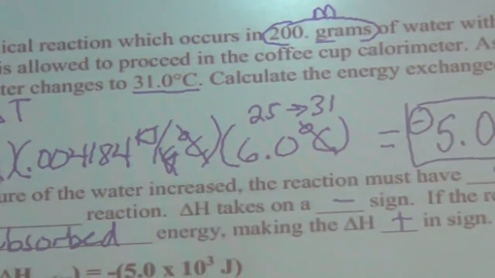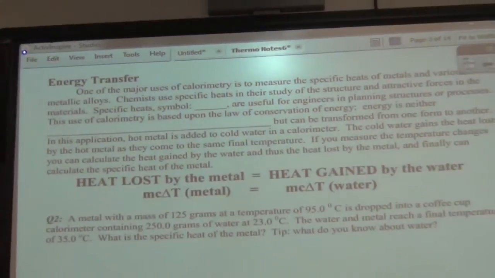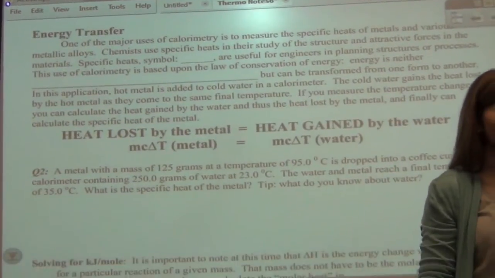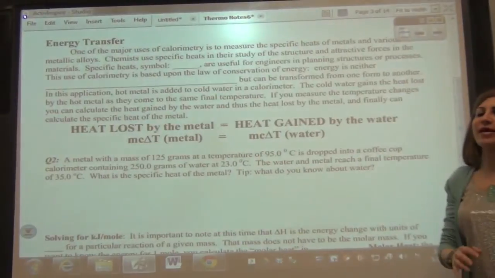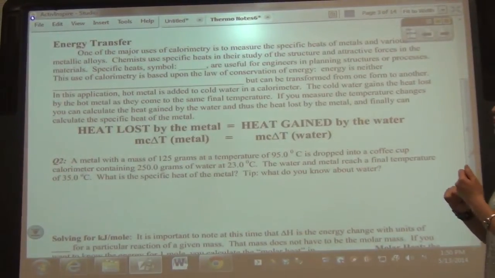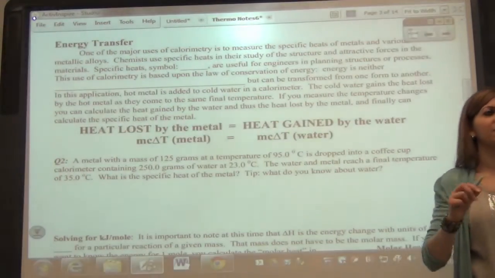Alright, so we're back. The last thing we're going to do is what is called an MCAT equals MCAT problem. I'll explain this in just a second. One of the major uses of calorimetry is to measure what are called the specific heats of different substances.